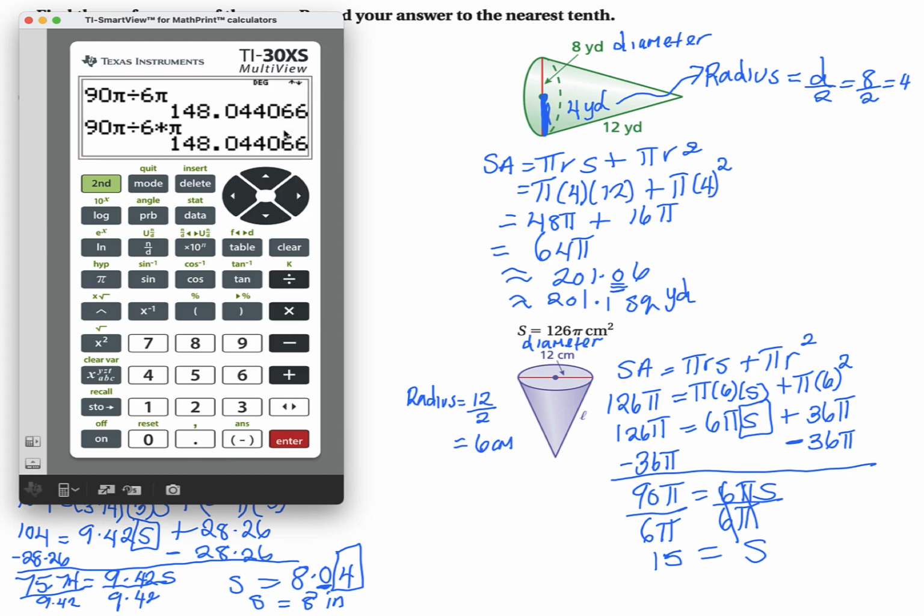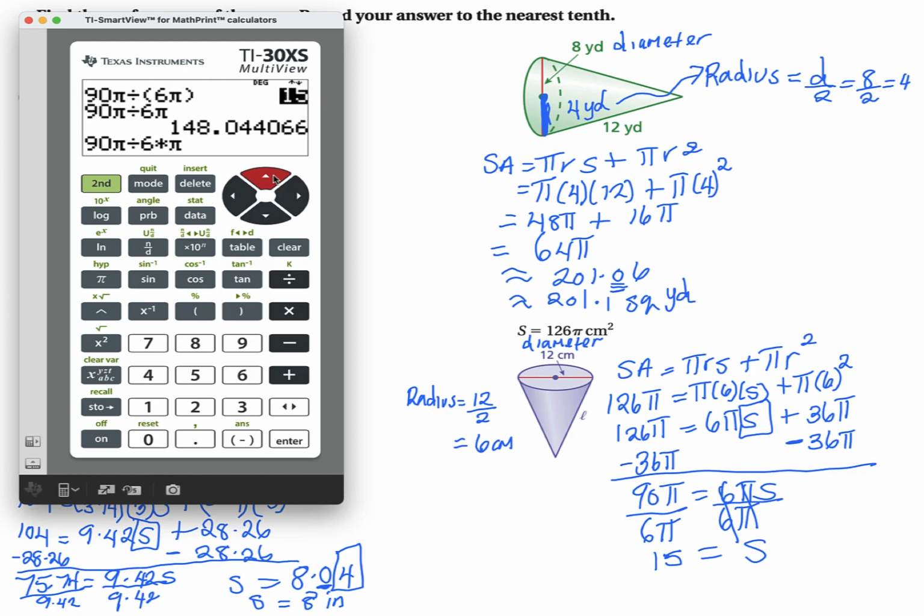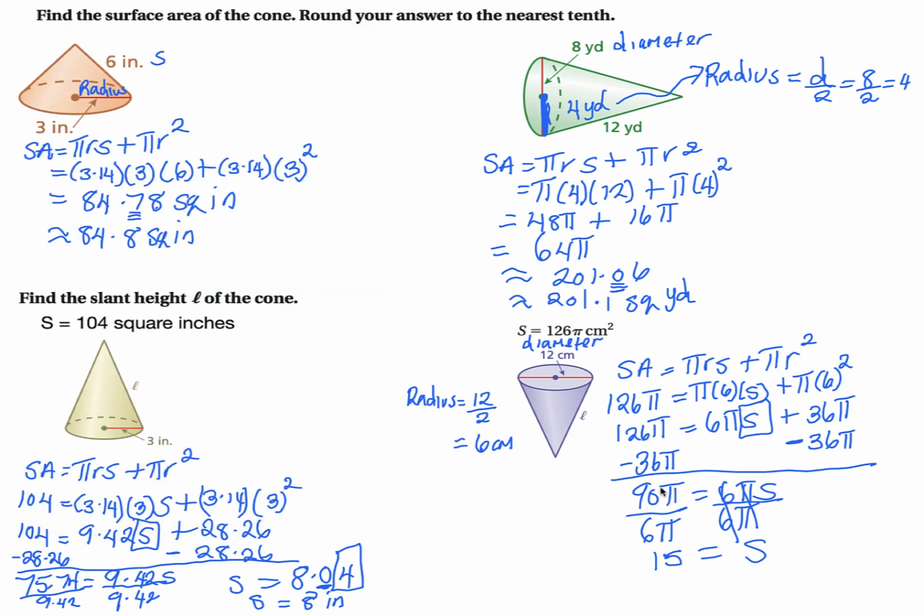So notice what I did is I put some nice parentheses around it. Or when you're here on your test, these pi's would cancel each other and then you're just doing 90 divided by 6, which is 15. So please be careful with this calculator when you have to divide by your 6 pi.